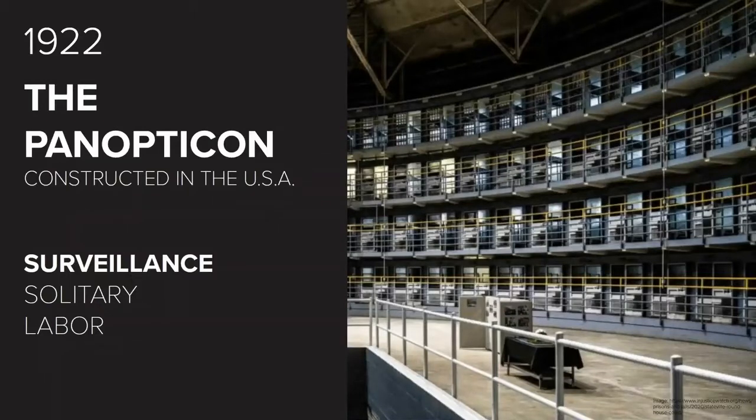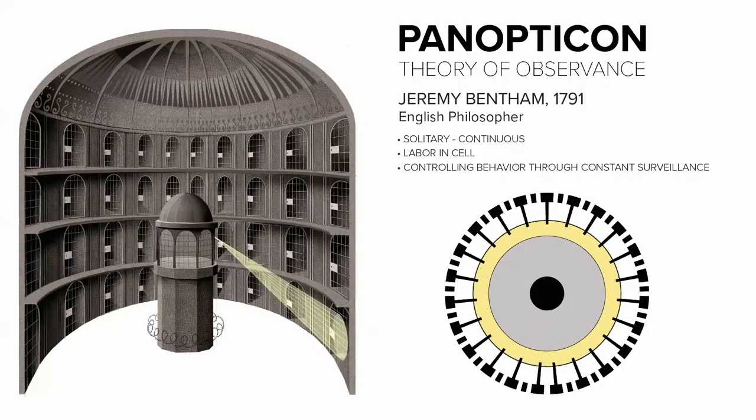In 1922, we see Jeremy Bentham's idea of the panopticon from 1791 realized in the United States. This was based on the idea of control through surveillance, solitary confinement, and labor, very similar to the early ideas we see from the penitentiary, but this came to the United States much later. The panopticon was Jeremy Bentham's theory of observance, meaning that as long as you're being watched or think you're being watched, you will behave appropriately.